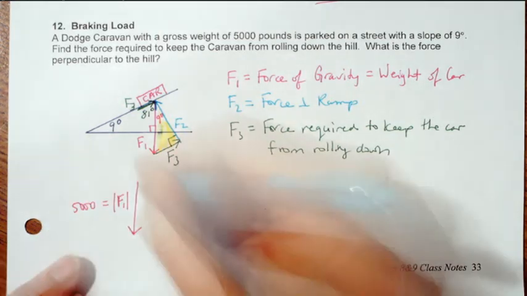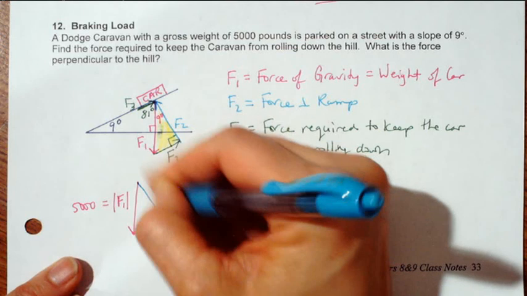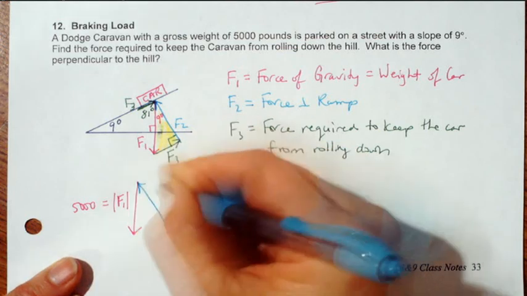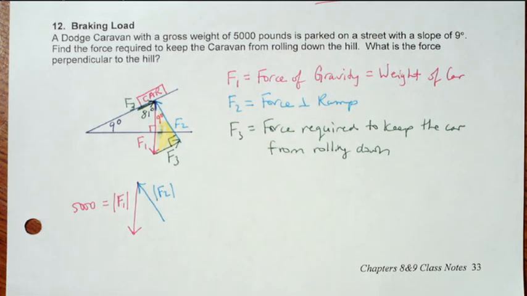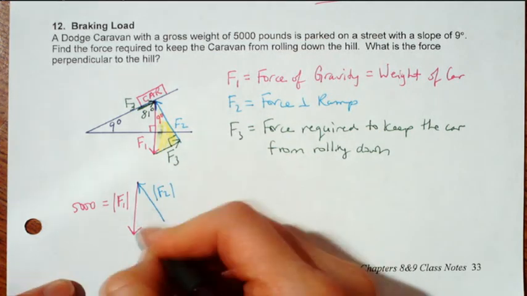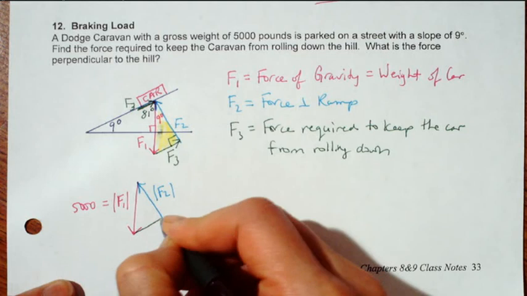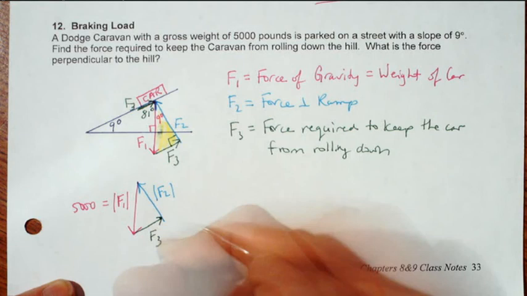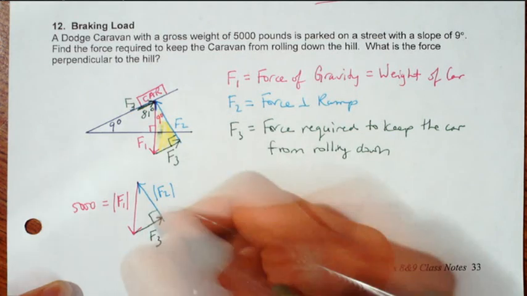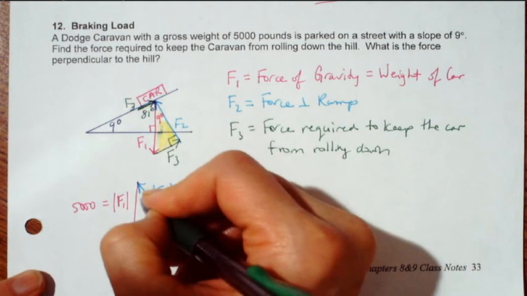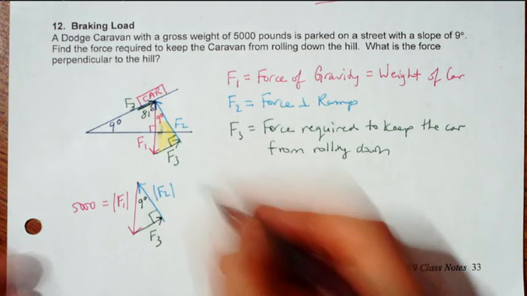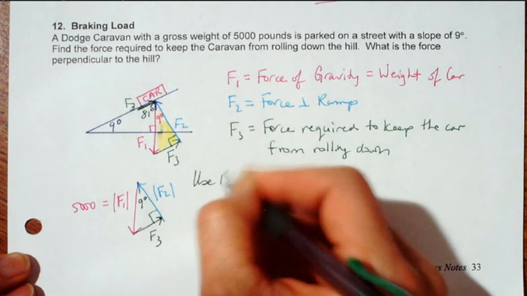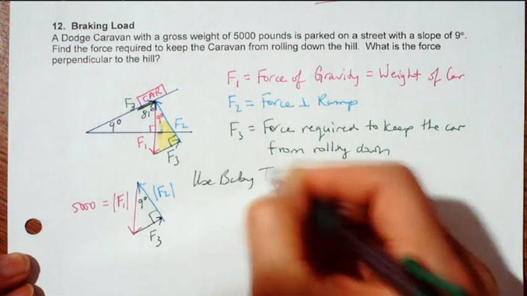And then you have the perpendicular to the ramp, that's this. So that's going to be your F2. And then your last one is your F3, which is the force required to keep the car from rolling down. So here's your F3, and here's my right angle. We know that this right here is our 9 degrees. So from there, I can just use baby trig.